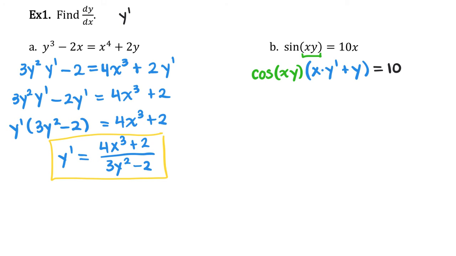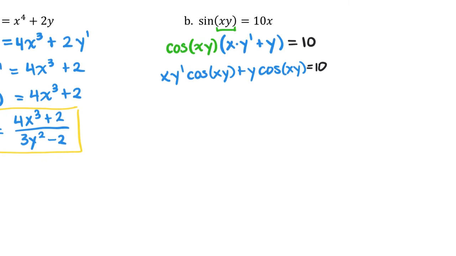Okay, I need to isolate the y prime. I'm going to go ahead and distribute this, and then I'll isolate it after. So I'm going to have x times y prime times the cosine of xy plus y times the cosine of xy, and this still equals 10. Let me keep the y prime term on the left, and I'll move everything else to the right. This is the only y prime term, so I'll leave that one alone. x, y prime, cosine of xy equals 10, and let me subtract the y cosine xy to the right side.